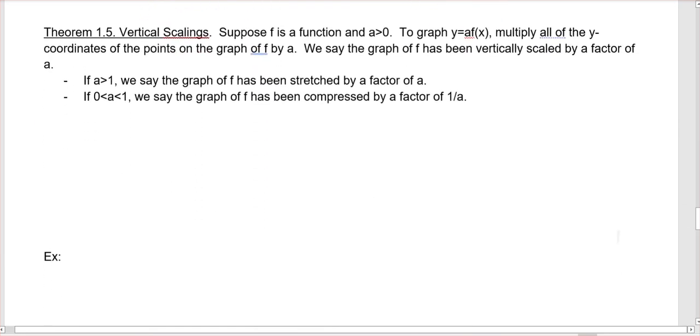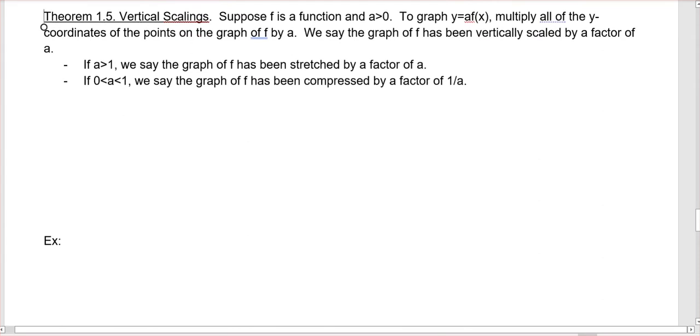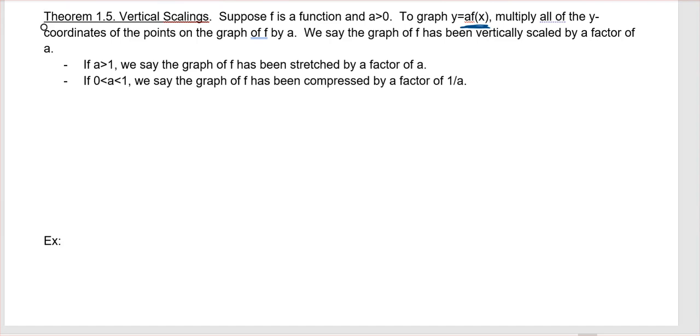Okay, vertical scalings. This is again something that's happening when we multiply by a, or whatever this a value is. So if our a is positive, and we multiply the whole function by it, so we're multiplying our function values by a. Well, we're multiplying all the y coordinates by that number. So we would call that a vertical scaling by a factor of a. So let's look at this one here.